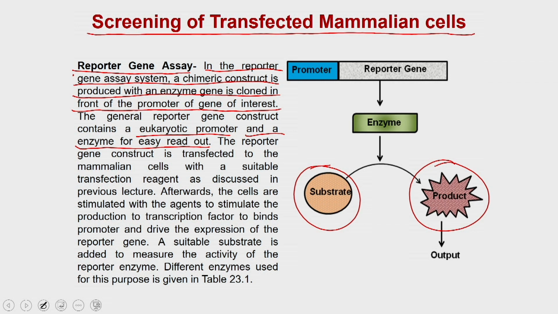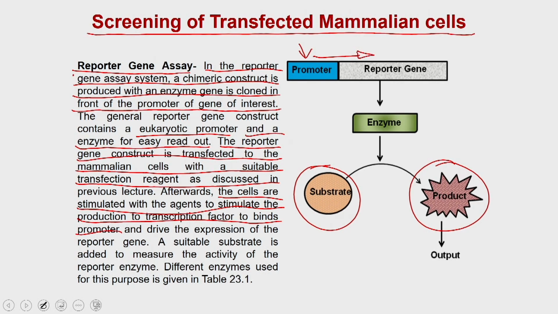This product may give you some kind of fluorescence or luminescence or some kind of readable product. The reporter gene construct is transfected into the mammalian cells with a suitable transfection agent such as lipofectamine or other transfection reagents which we have discussed. The cells are now stimulated with agents to stimulate the production of transcription factors to bind the promoter. When you stimulate the cells to produce the transcription factor, these transcription factors will bind to the promoter, and that is how they will drive the transcription as well as the translation of this reporter gene.